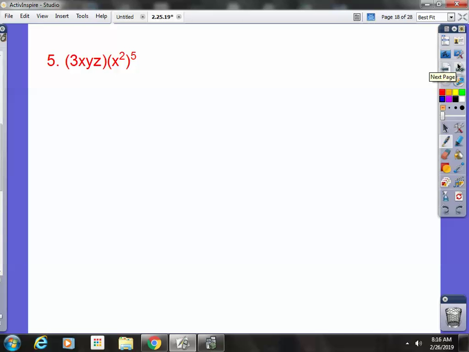So in this example, we have parentheses, 3xyz, close parentheses, and another parentheses, x squared to the fifth power.